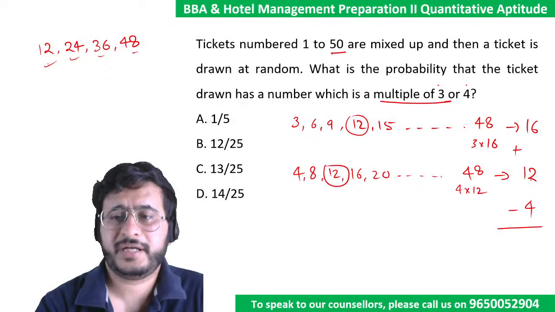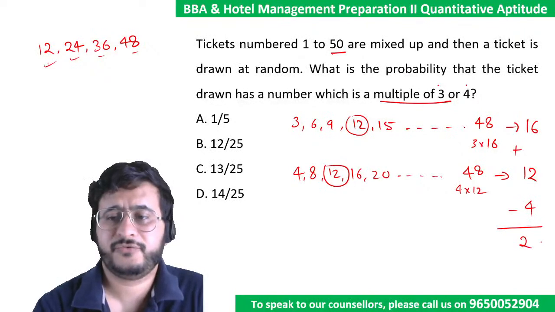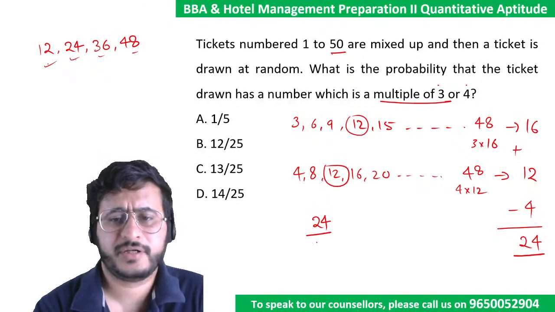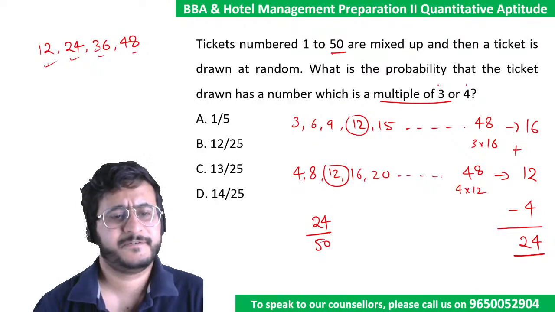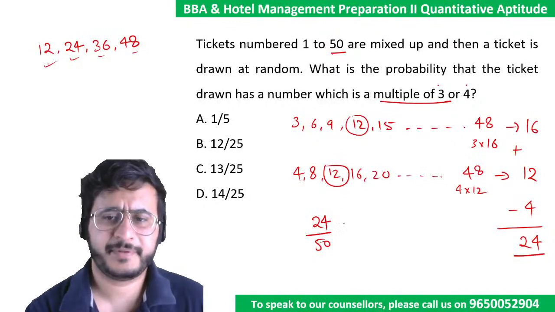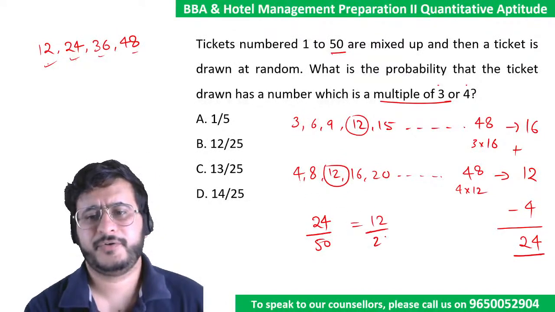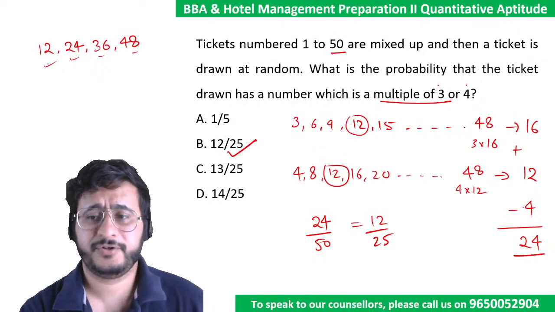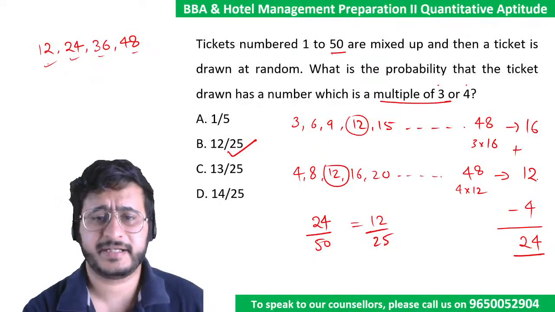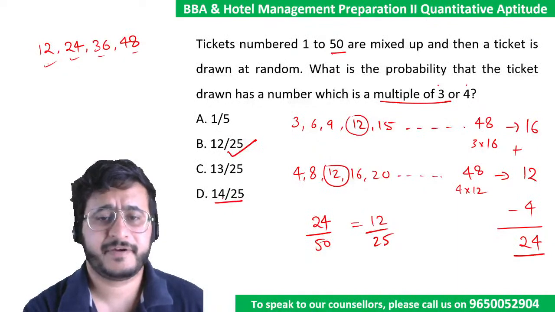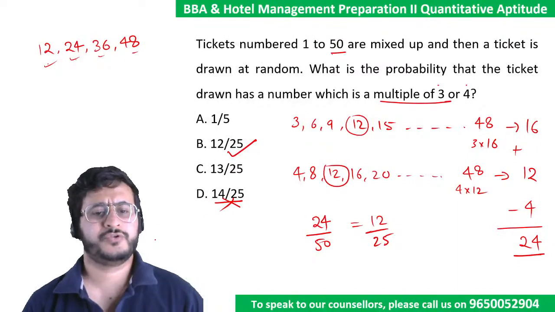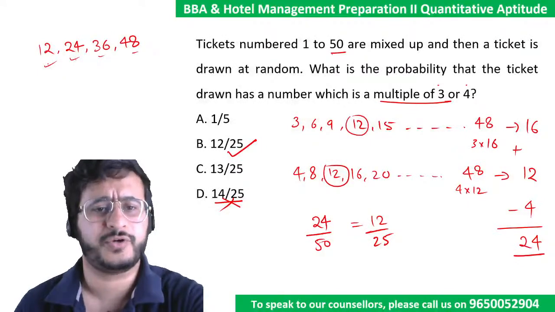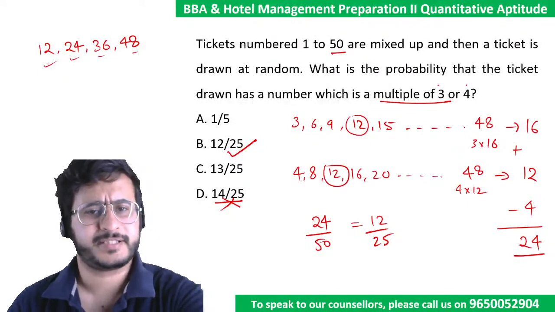So how many outcomes do you get? 28 minus 4, 24 outcomes. So the number of favorable outcomes is 24 and the total number of outcomes is 50. So the probability becomes 12 upon 25, which is option B. Some of you might not subtract this and say that it is 14 by 25, which is wrong. So you need to ensure that whatever you count, you count only once. You do not have to count on multiple occasions.